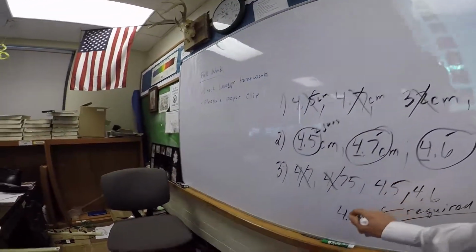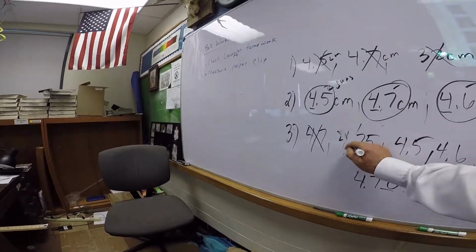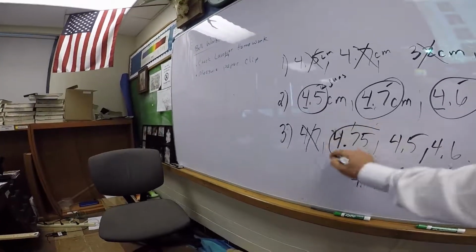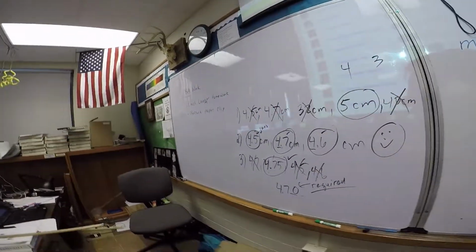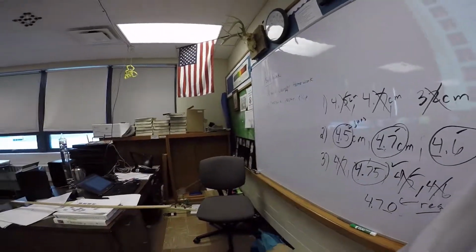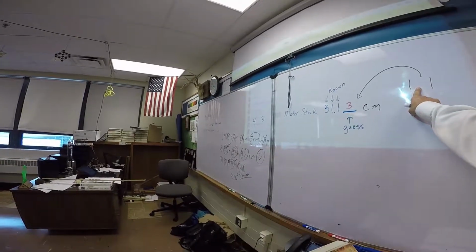So this is 4.75, so that one is correct. Whoever said 4.75, yay, that's correct. This is wrong, this is wrong. So you have to get the one past. You have to guess. Is everybody clear?